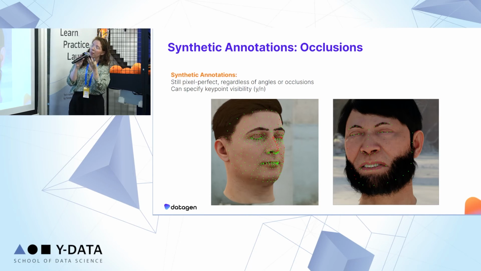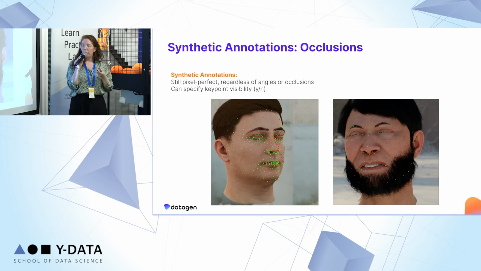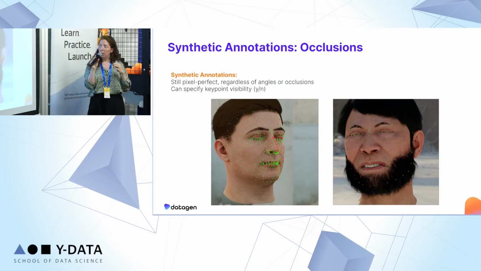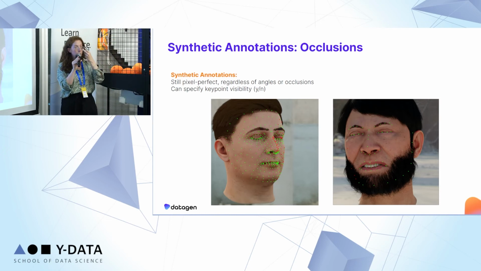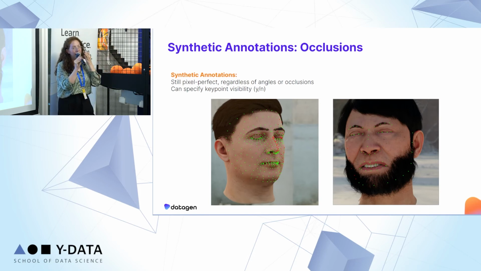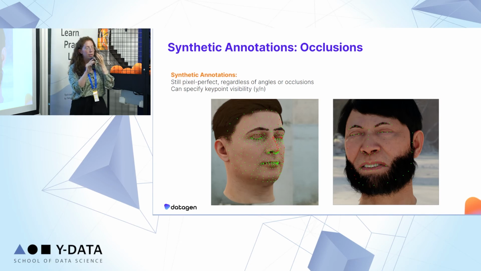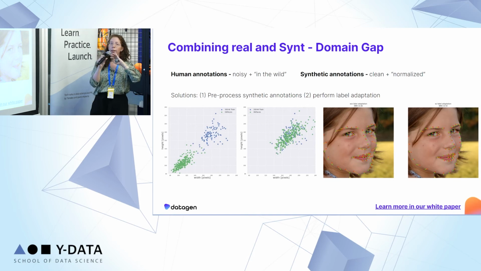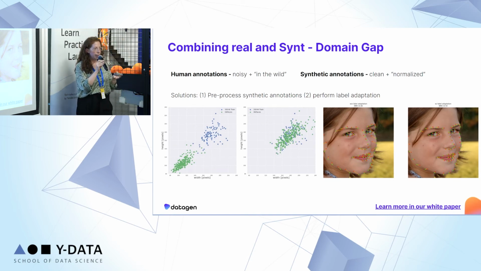And last but not least, with synthetic annotations, we can tell you which key points are visible and which are not. So in this image over here, with the guy closing his eyes, you can see that the red key points on his nose are not visible to the camera. This is very valuable for the task of pose estimation, because I can know which key points are occluded.